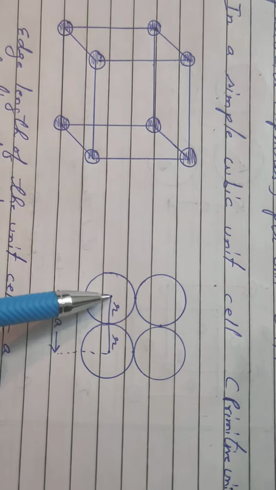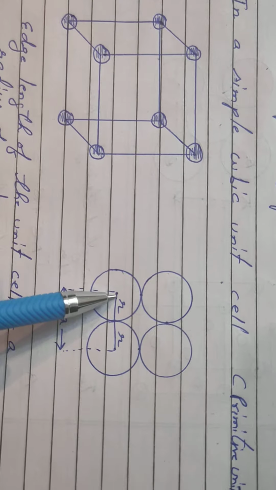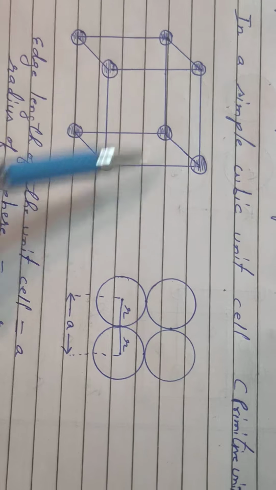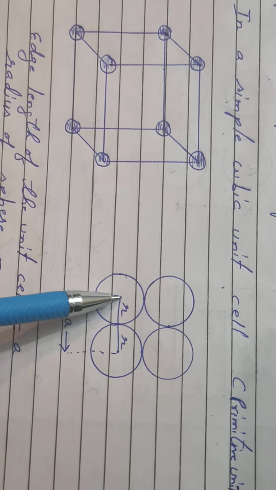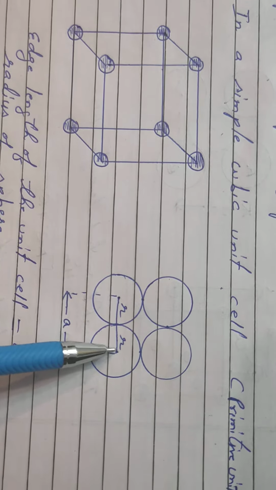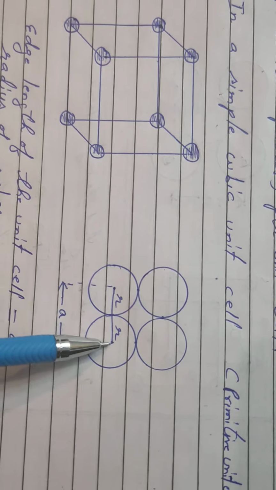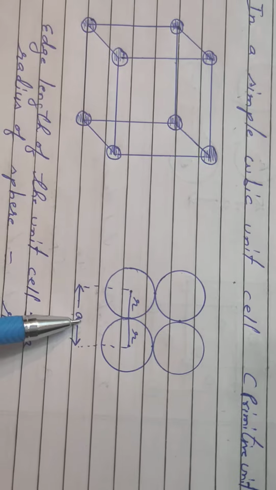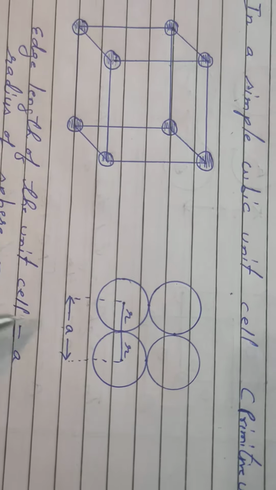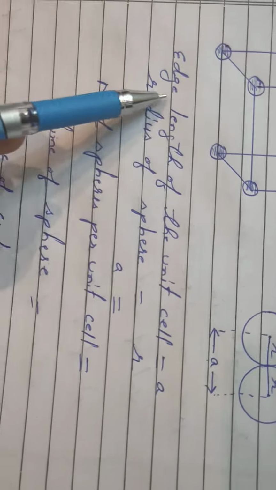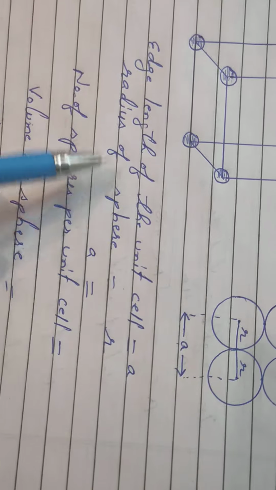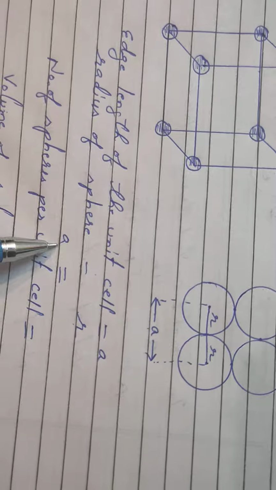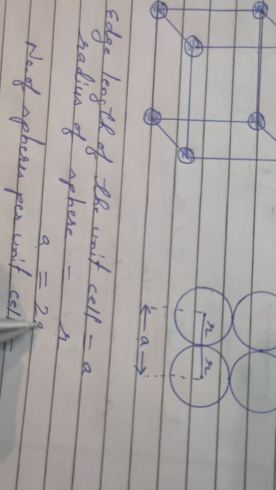Now, R is the radius of sphere. So, this is the edge length. Okay, it means the distance between these two spheres. That will be the edge length A. So, A will be equal to, A is the edge length of the unit cell. Radius of sphere is R. So, A will be equal to 2R.